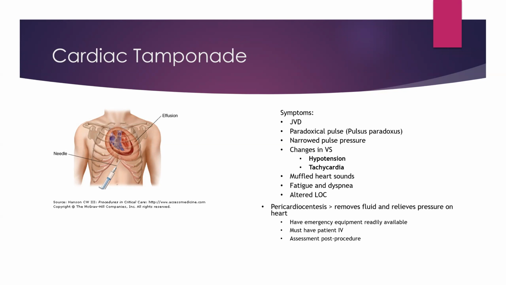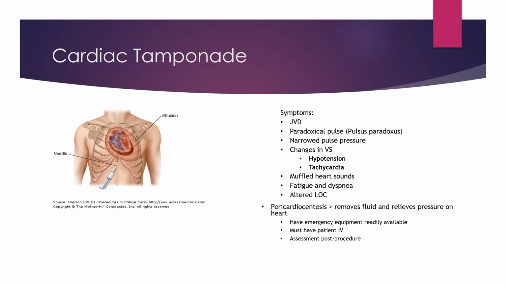You can also see a narrowed pulse pressure. Remember, your pulse pressure is the difference between your systolic and diastolic pressure. It's usually about 40 millimeters of mercury, but when it becomes narrowed, it'll be like less than 25, and that can be a sign of cardiac tamponade because the fluid in that space is restricted. It's restricting the heart from filling properly.